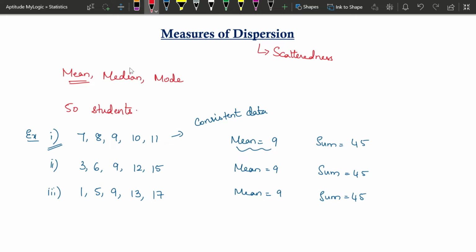Now using this scatteredness, I will know the other values. First I'll find out what is the central value. Now the other values, are they closely located around this middle value, or are they very far away scattered around this middle value? So if the values are closely situated, then we say that it is consistent data.